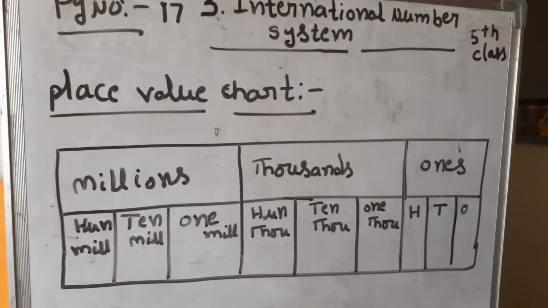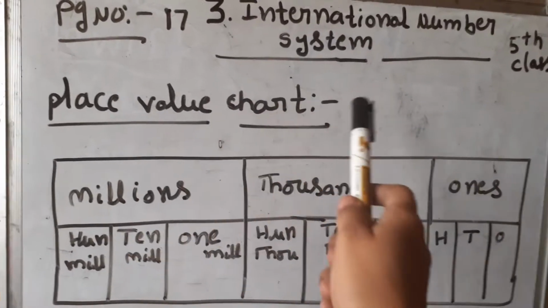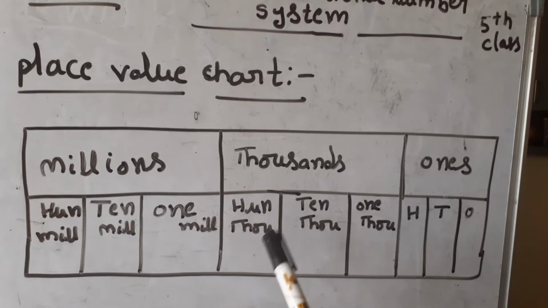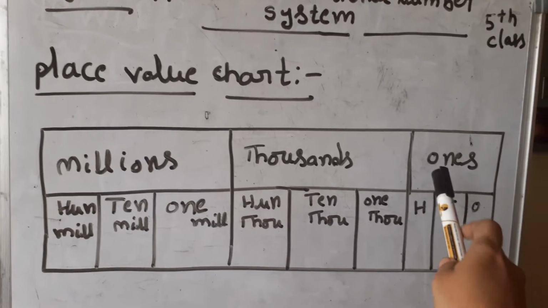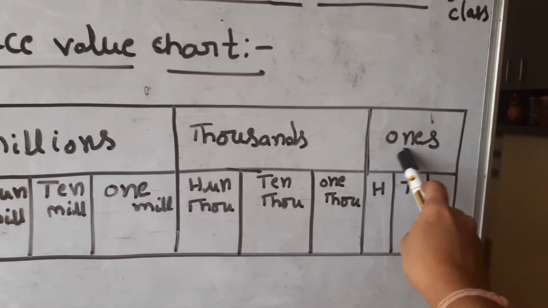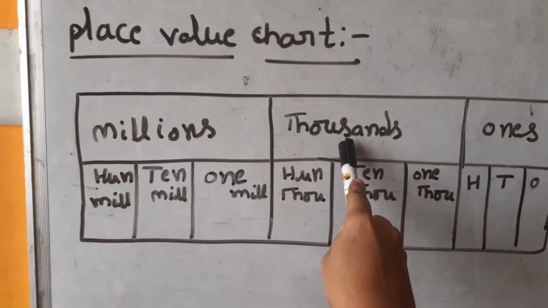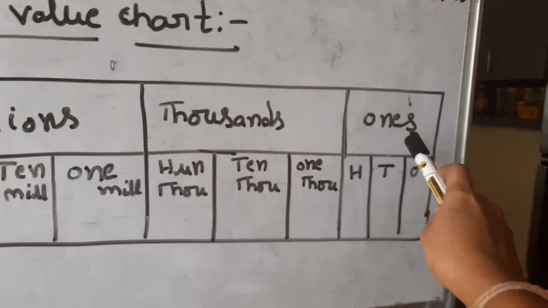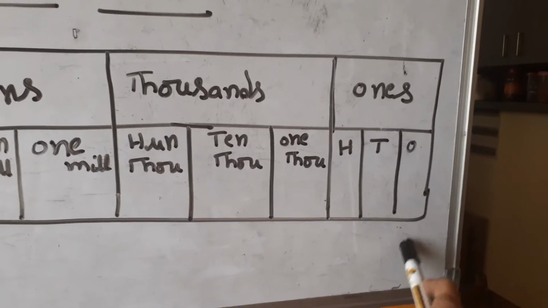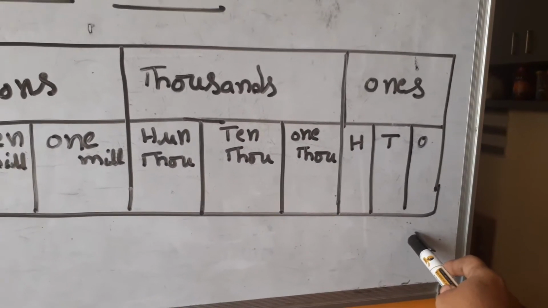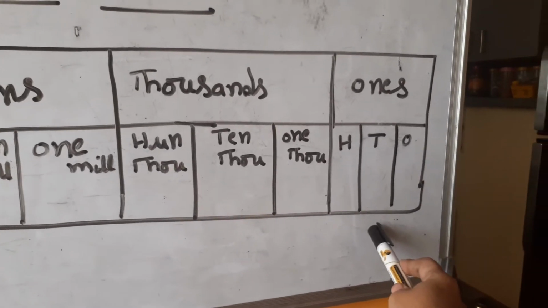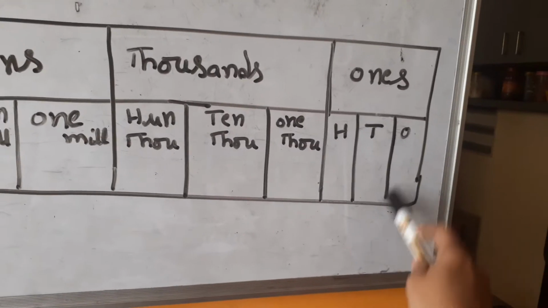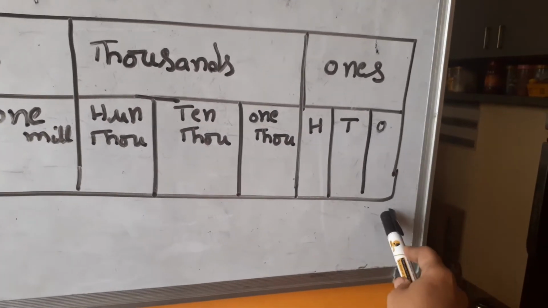Students, listen. See here, the International Number System place value chart. The International Number System has three periods. The first is the ones place, next the thousands place, next the millions place. In this number system, the ones place consists of 3 digits: first ones, second tens, third hundreds. So the ones place consists of a 3-digit number.